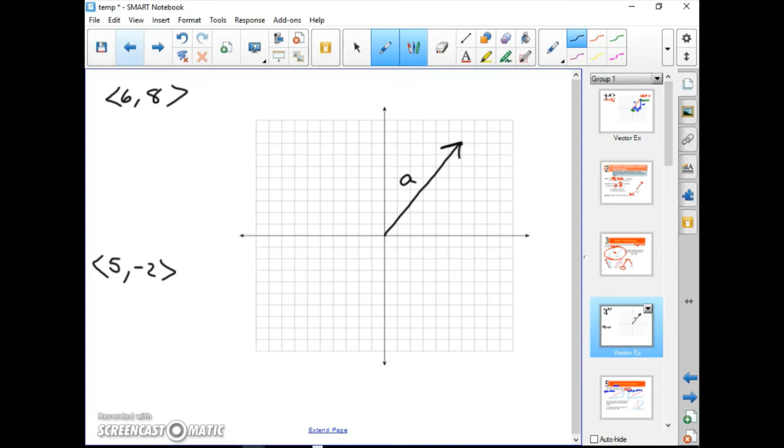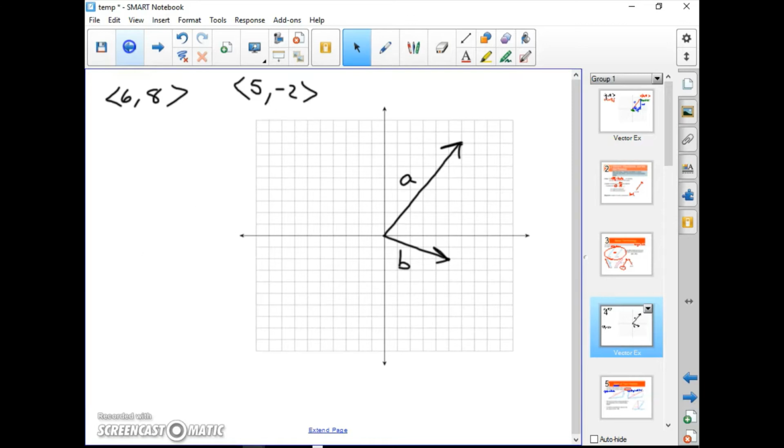1, 2, 3, 4, 5. 1, 2. Just think about the point 5, negative 2. And I'll call that vector B. Okay? So, I want to add those two vectors together.